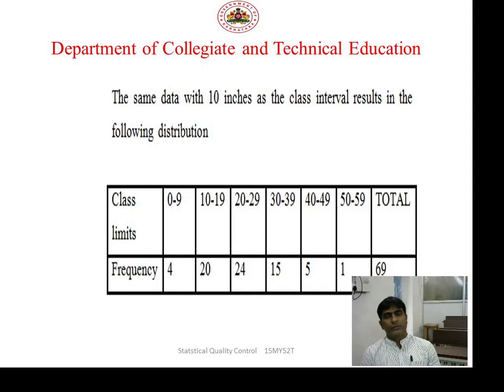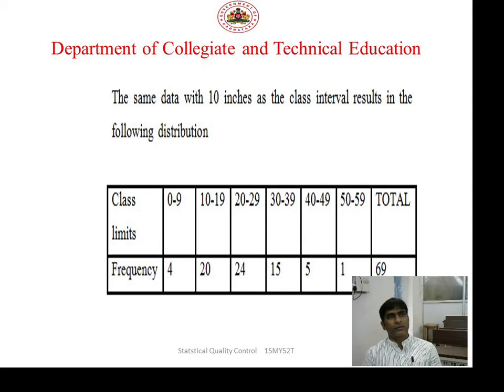In the previous class we solved a problem where we had taken the class size as 8. The same problem can be solved by taking the class width as 10. The class limits and frequencies are shown on the screen: 0 to 9, that is 10 classes, with class width 10.